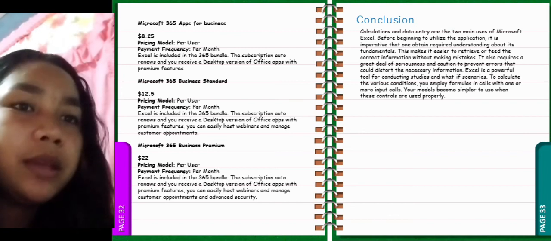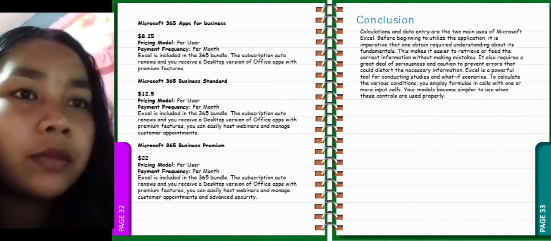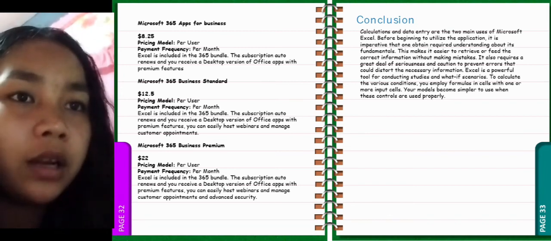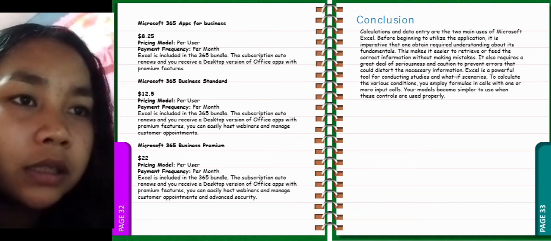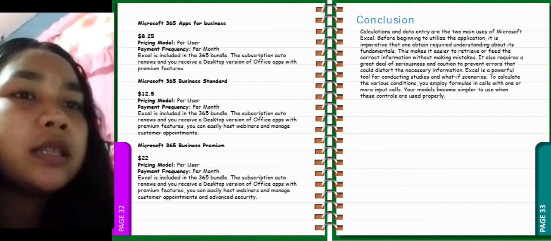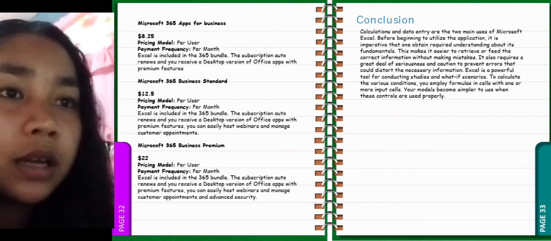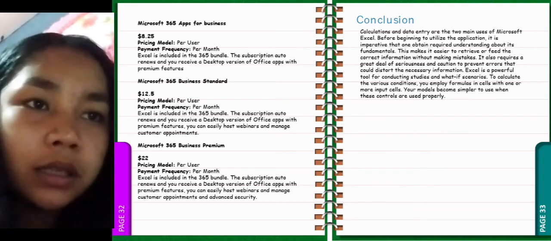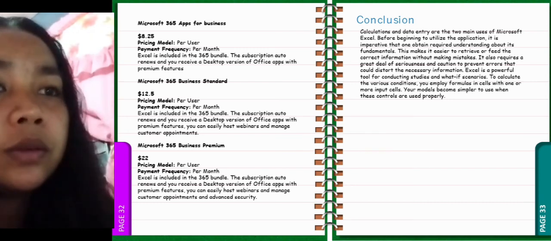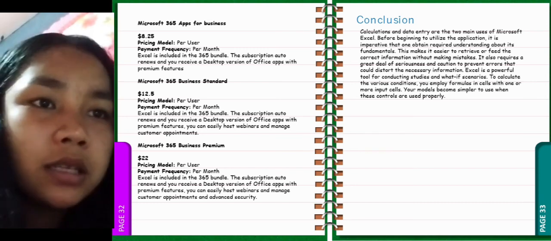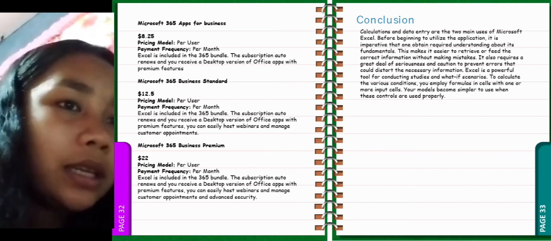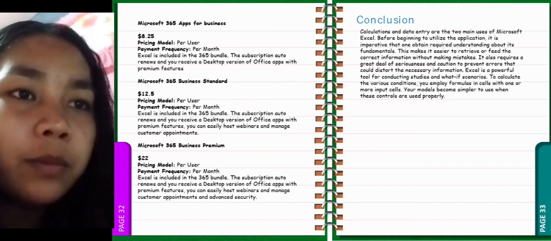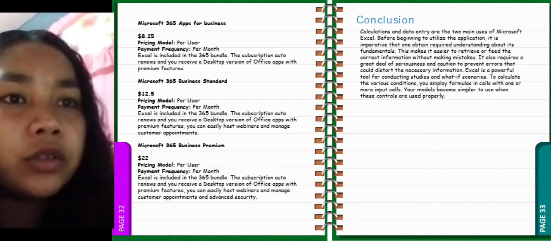Microsoft 365 Business Standard, $12.5. Pricing model per user. Payment frequency per month. Excel is included in the 365 bundle. The subscription auto-renews and you will receive the desktop version of the Office app with premium features. You can easily host webinars and manage customer appointments.